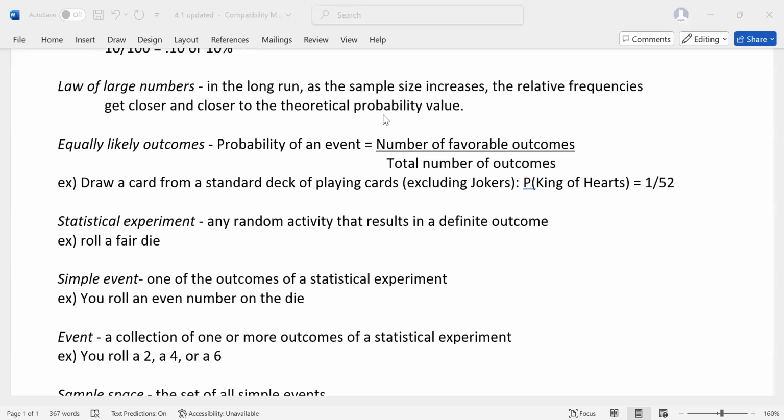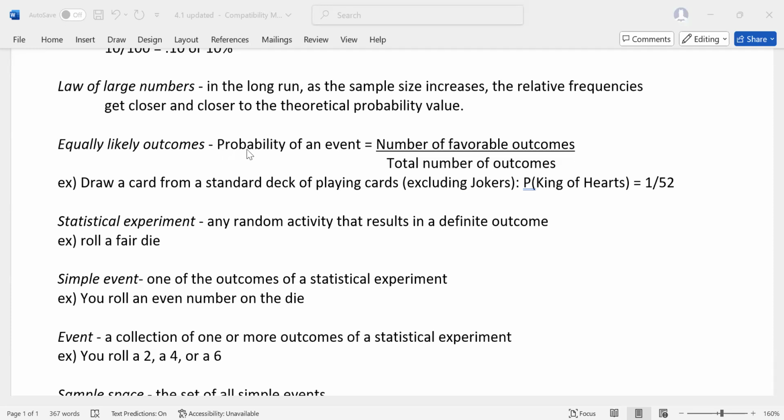will get to the theoretical probability value. In other words, you'll see it wobble up and down as you perform each experiment, but it's going to get smaller and smaller and approach 0.5 if it's a fair coin, or 50%. It should be, in the long run, half heads and half tails.